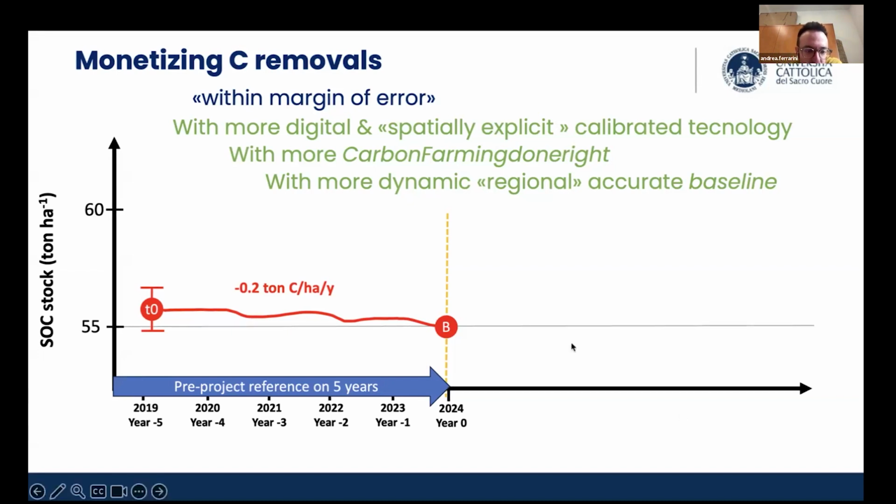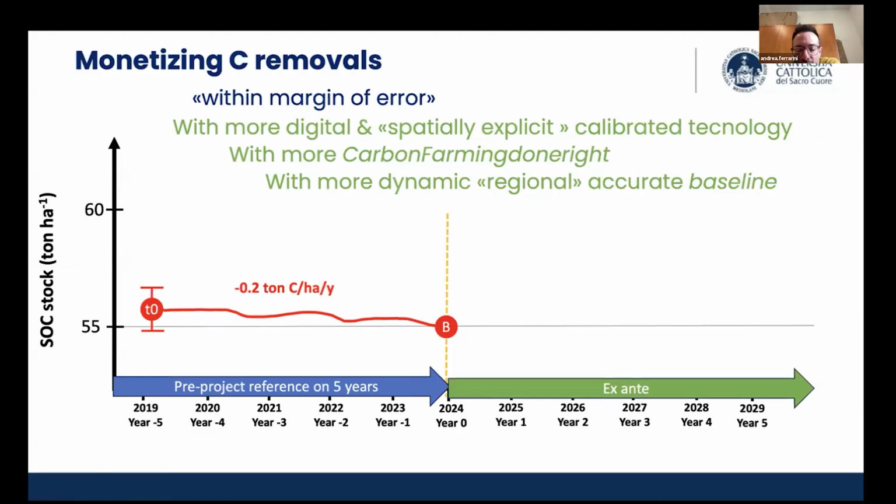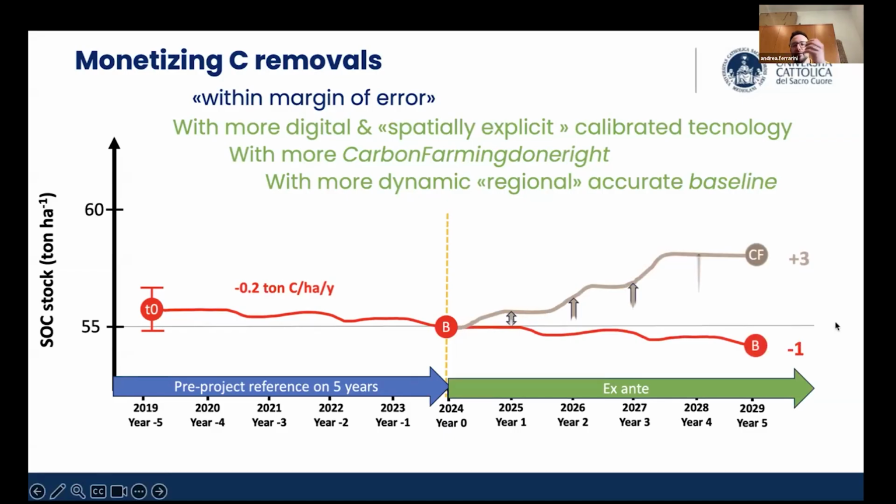So let's imagine that the pre-project reference of 5 years is our model estimate for the baseline. We then need to apply this baseline in the calculation ex ante. If you adopt these practices, you can likely sequester 4 tons. That's the credits you can generate, 3 plus or minus 1, because one ton loss is avoided. But then in reality, you adopt practices over a certain period and over a certain area, so you then need to redo the baseline.